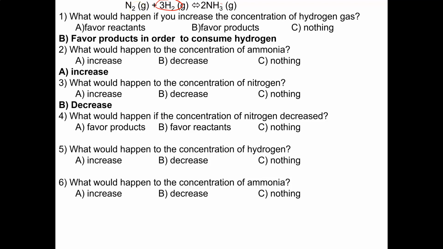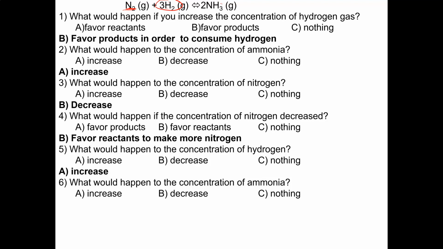What happens when the concentration of nitrogen decreases? Well, if this decreases, you're actually going to try to make more of it. So it's going to shift to the left, shift toward the reactants. And please don't use left and right. Use favor reactants, favor products for your explanations, just FYI. What happened to the concentration of hydrogen? Well, because I favored the reactants and made more of them, and hydrogen's a reactant, it's going to go up.